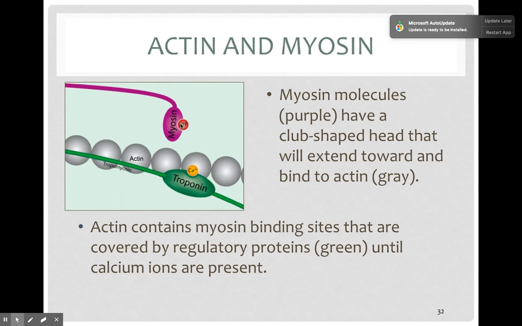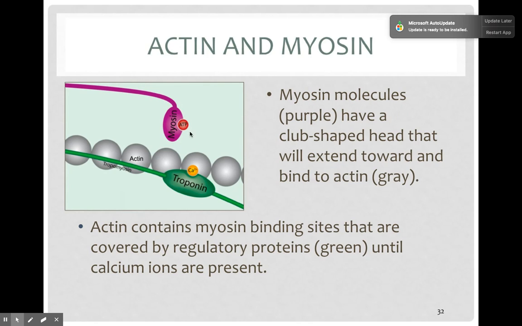Myosin molecules, shown here in purple, have a club-shaped head that will extend toward and bind to the actin, which is in gray. Actin contains myosin binding sites, so think of it like a landing strip for an airplane, and only that airplane fits in there. Actin contains these sites where myosin can bind, and they're covered by proteins shown in green until calcium ions are present. So if these calcium ions aren't there, this myosin can't bind here. Once the calcium's here, now myosin can bind.